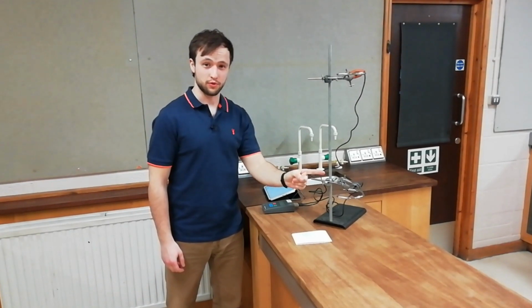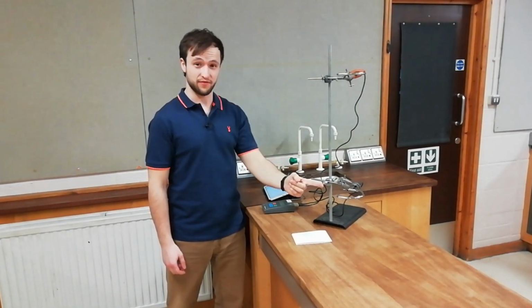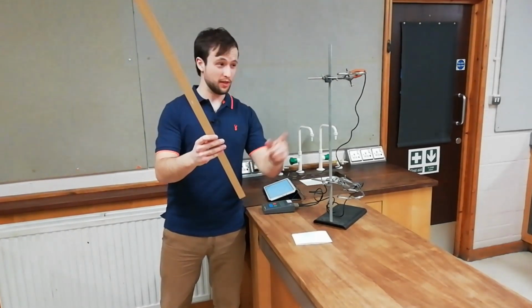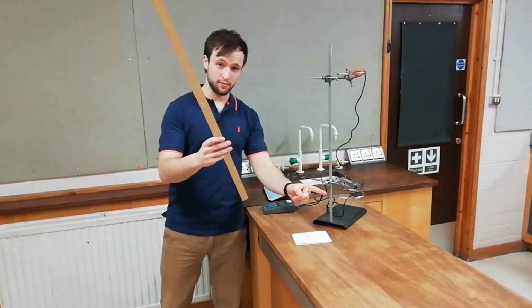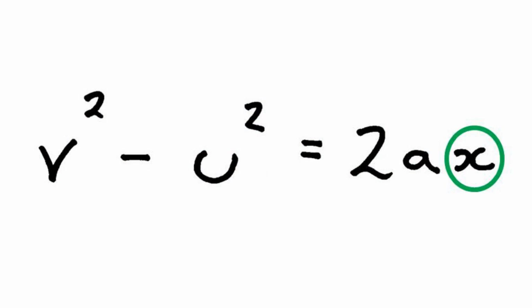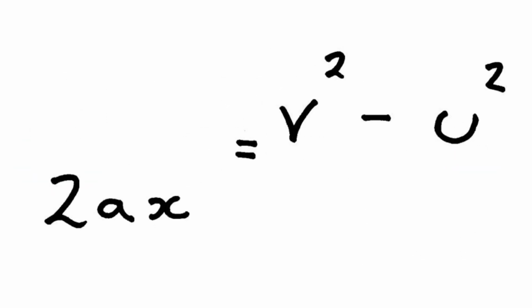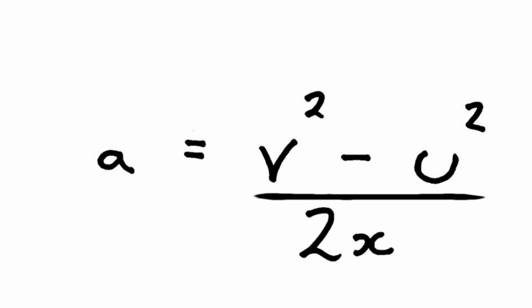I have a light gate at the top and the bottom, which will measure my initial and final velocity, respectively. I use my ruler to measure the distance between the top gate and the bottom gate. This will be x, the distance over which the object accelerates. Since the light gates will give me the initial and final velocities, I've got everything I need to rearrange this equation for acceleration. And we're ready to go.